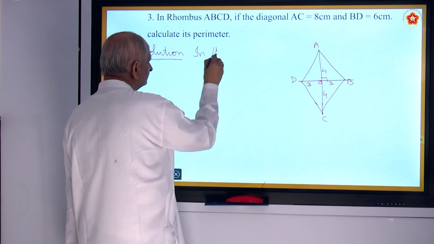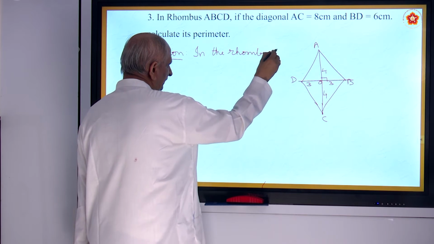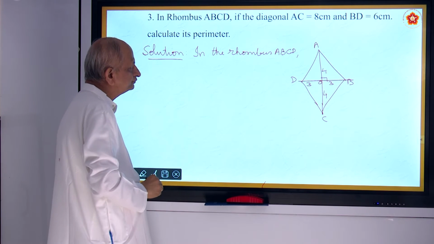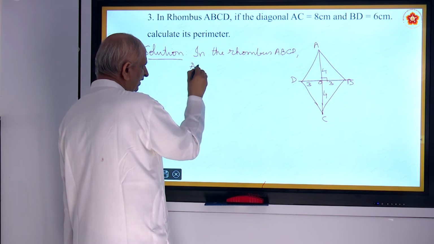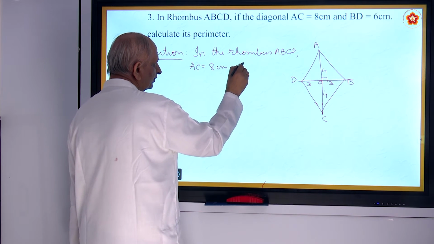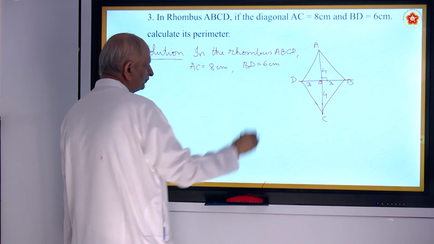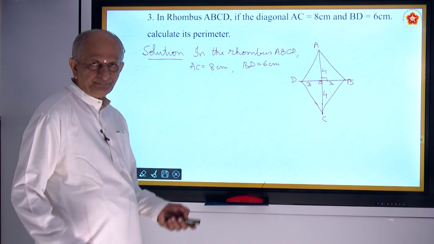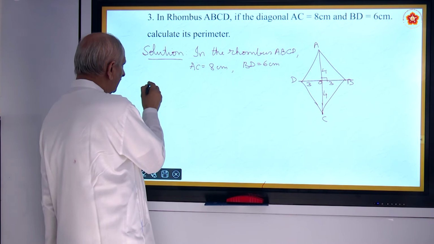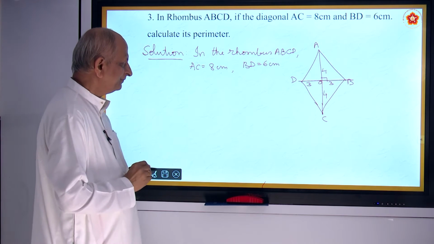In the rhombus ABCD, right? What is given? Diagonal AC is equal to 8. BD is equal to 6. Correct? BD is equal to 6. It is the smaller one. And that is given. Now you have to find out one of the sides, right?